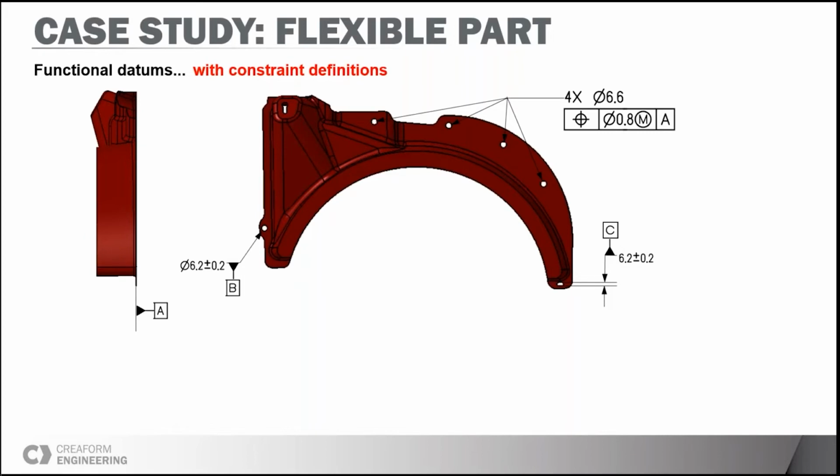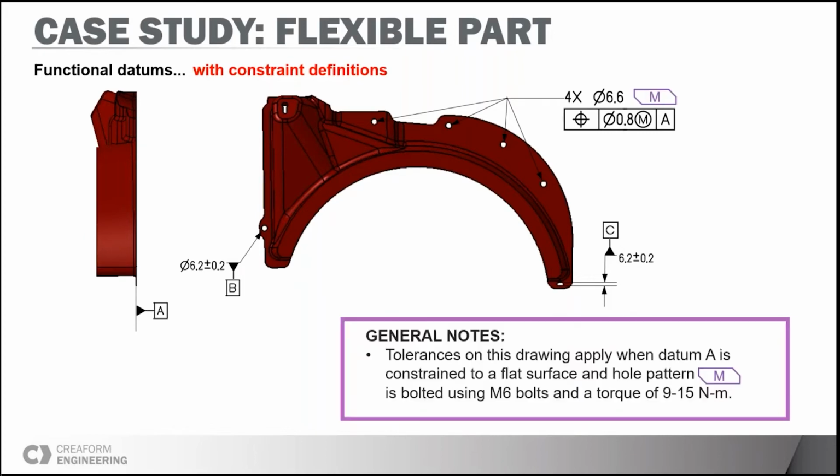For an example like this one, we would do this in a drawing note and ask that the part should be controlled while the datum A is constrained on a flat surface, and that our pattern of holes be bolted using M6 bolts with a torque of 9 to 15 Newton meter. So this is about it for flexible parts. I know it's short, but we have only 1 hour, so we are already arriving at the conclusion of the webinar.